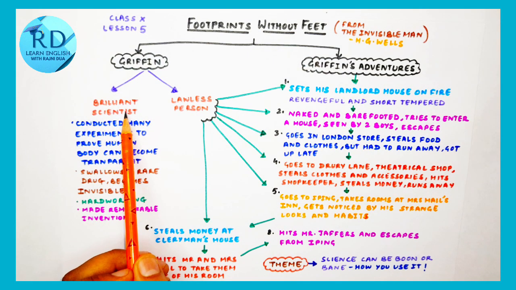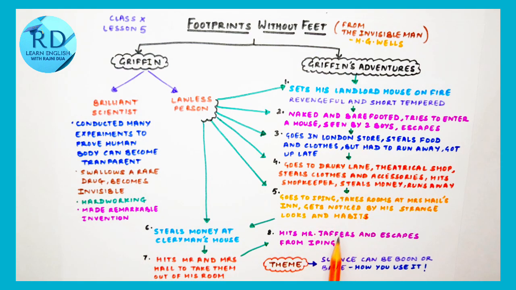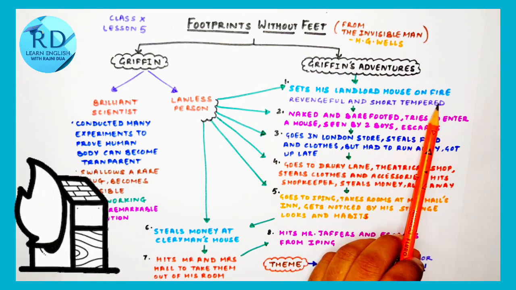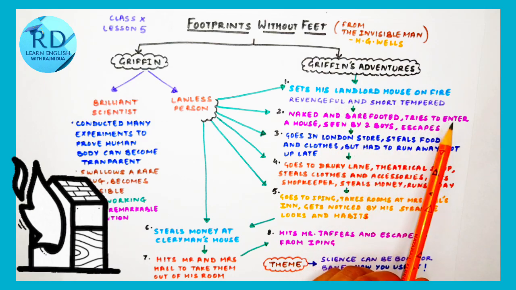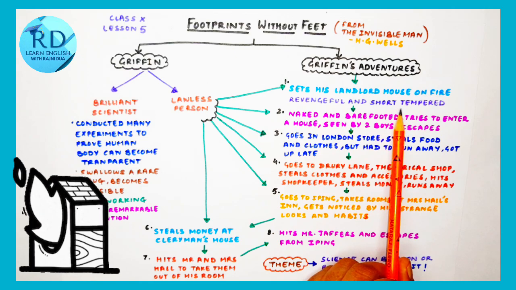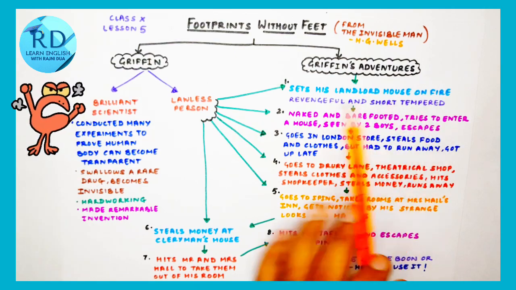Although he was a brilliant scientist, he was also a lawless person. We get a list of all the adventures that he undertook after becoming invisible. As soon as he becomes invisible, he sets his landlord's house on fire because the landlord wanted to throw him out of the house. So he was revengeful, and since he was short-tempered also, he would get angry very soon. He set his house on fire.